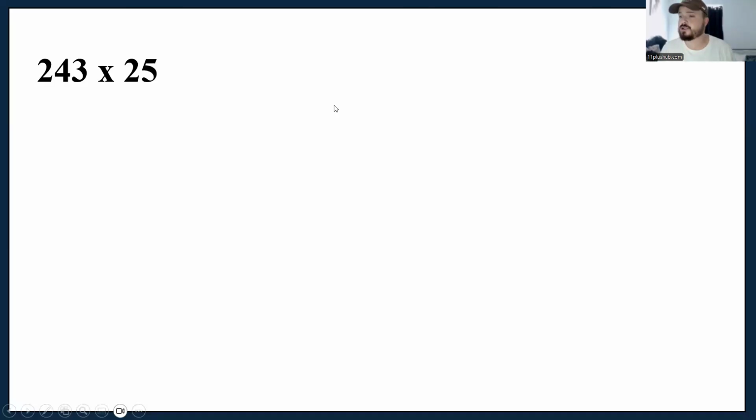Alright, so what is long multiplication? It's when we multiply a number which has more than one digit by another number which has more than one digit. So in this case, we've got a 3-digit number multiplied by a 2-digit number. To solve this, it's very similar to solving a short multiplication problem, but it does have a big difference that we need to be aware of.